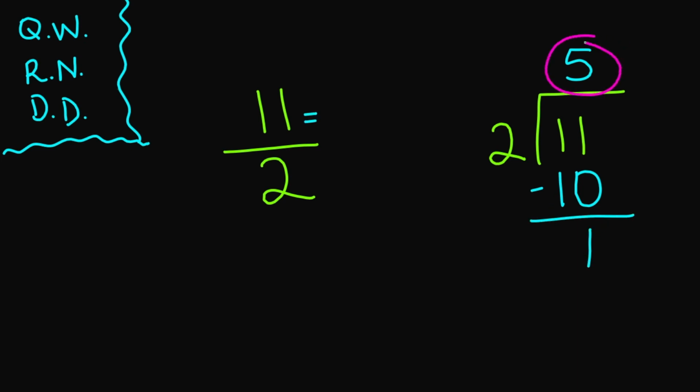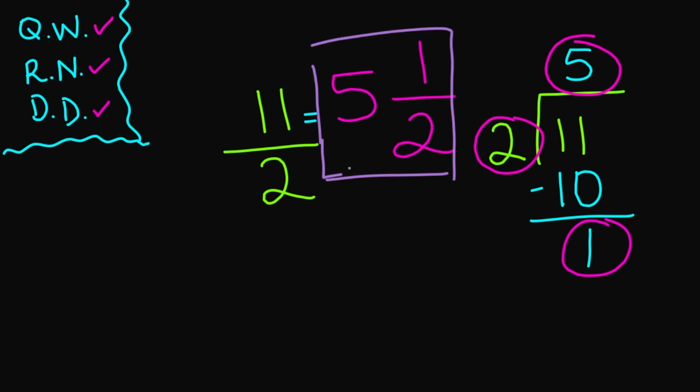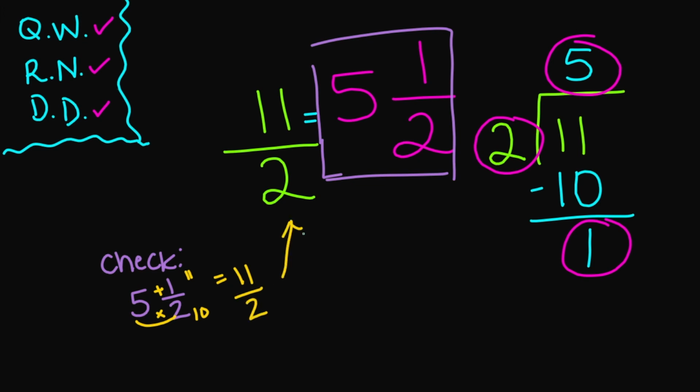You have your quotient, which is your whole number. Got that. Your remainder is going to be your numerator. And then your divisor is going to equal your denominator. And this is your final answer. And remember to check, you're going to do 5 times 2. This is going to give you 10, plus 1 is going to give you 11. So this is going to be 11 over 2, which takes you back to the original problem.